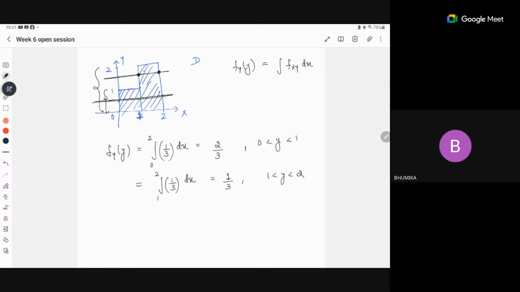This is okay, right? Yes, ma'am. So f(x,y) is 1 upon 3. Integral of 1 upon 3 with respect to x: if I'm looking at the case when y is between 0 to 1, I take my limit of x from 0 to 2, which gives 2 upon 3. But if y is between 1 to 2, fY of y would be the integral of 1 upon 3 dx, with x varying from 1 to 2, which is 2 minus 1, which is 1, so 1 upon 3, right? This is fine. Yes, ma'am.